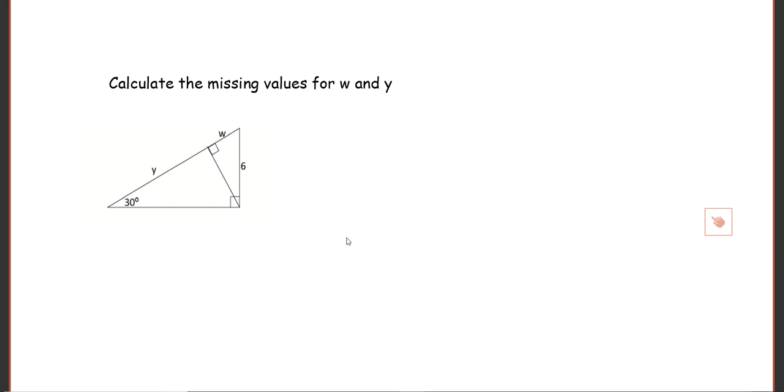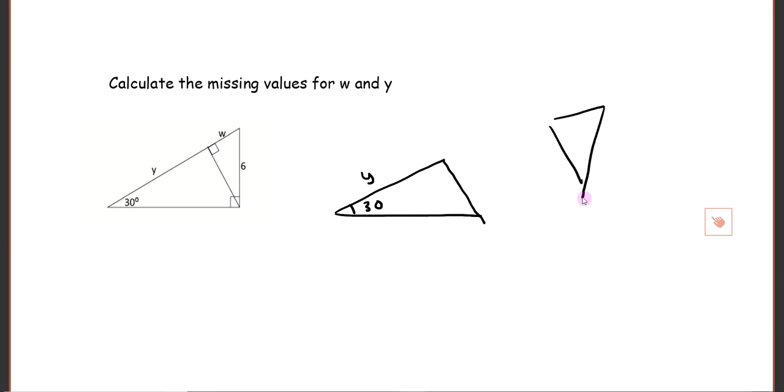So break it into the two triangles again. We've got one triangle that is the 30 triangle, the Y, and we've got another triangle that is the 6. Now what information do we have? Well, the fact that this is a right angle, and this is 30, means this one up here must be 60.